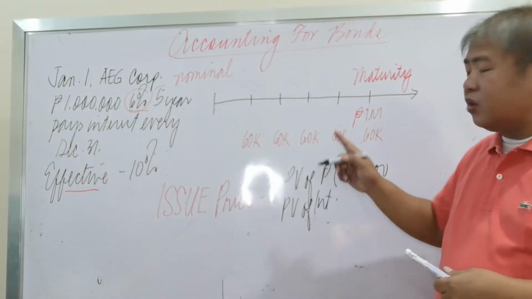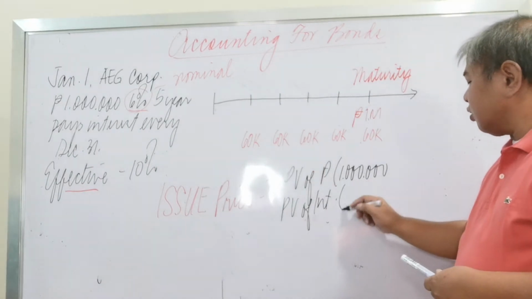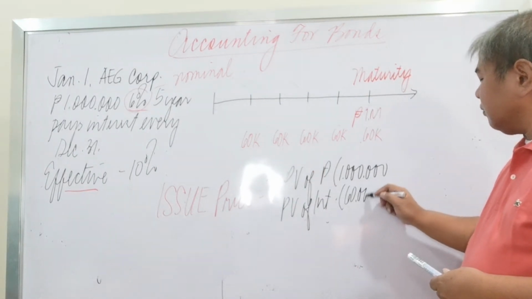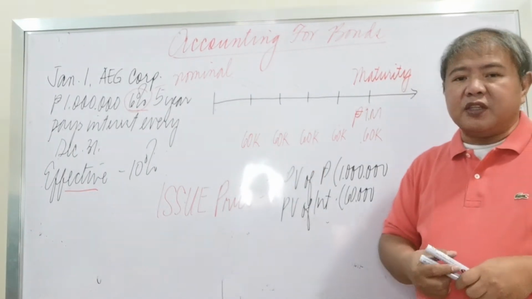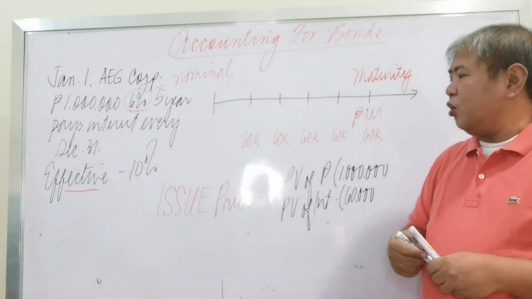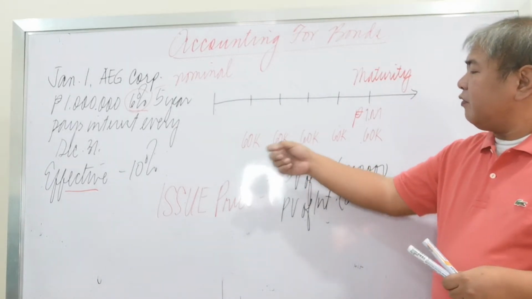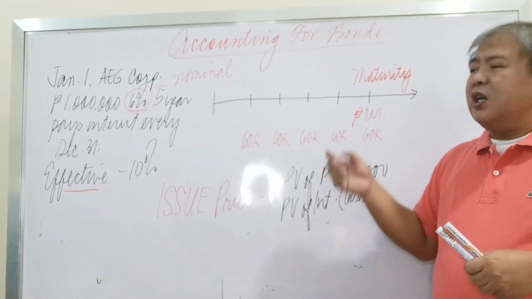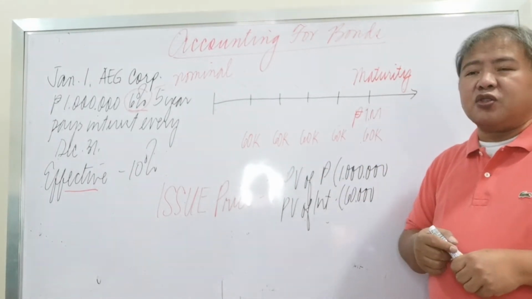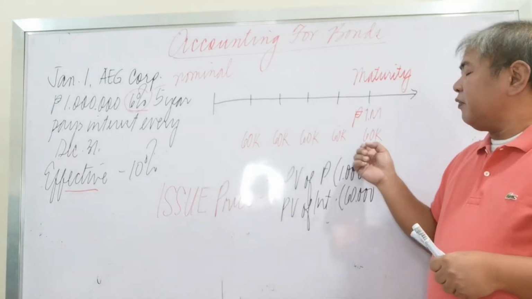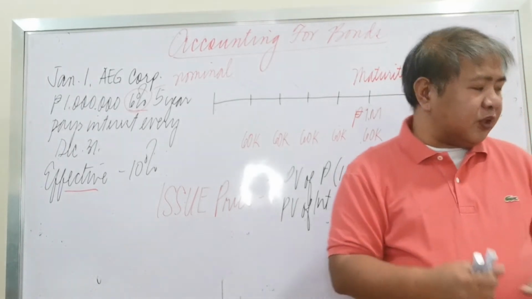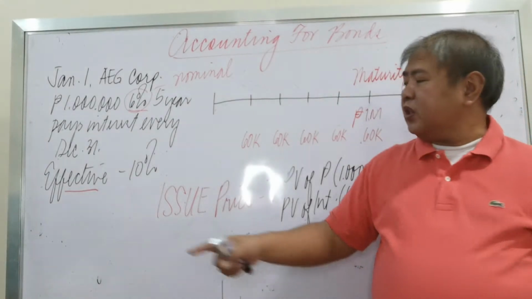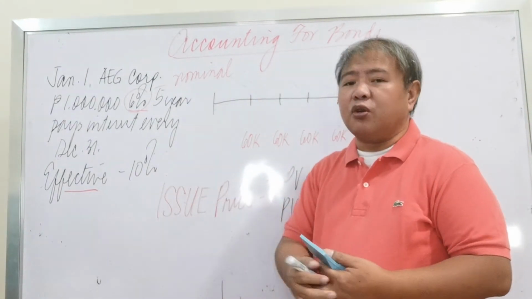Now, in this case, interest is 60,000, right? So this is 60,000 pesos. Now, as what we have discussed in promissory note and time value of money, we have here a uniform or the same amount of nominal interest. So therefore, in order to expedite the computation of the present value, we have to use the present value of annuity. Let's compute for the present value of annuity using the discount or the effective rate.